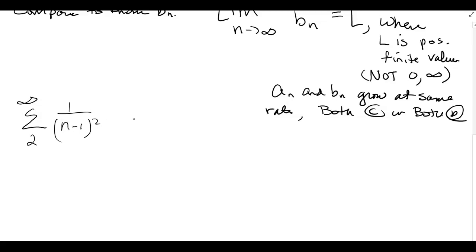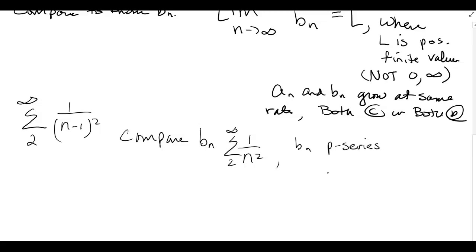That's my a sub n. I'm going to compare it to b sub n, which is the summation of 1 over n squared from 2 to infinity. Again, to do this comparison, you need to know what b sub n is doing, so we might as well finish that off real quick. We know b sub n, because it is a p series and p is greater than 1, converges. So before you do anything, just make sure you know what b sub n is actually doing.